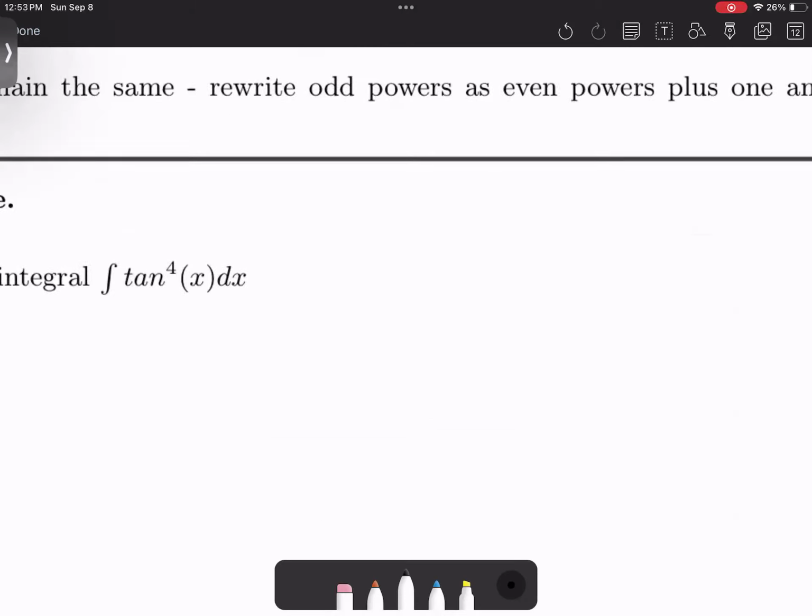We should also use the fact that if we differentiate tangent, we get a secant squared of x, which of course means that if we anti-differentiate a secant squared, we end up back at tangent.